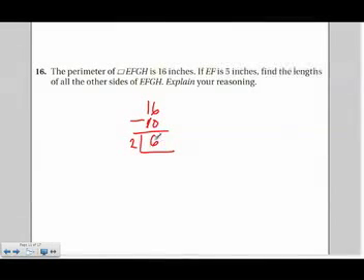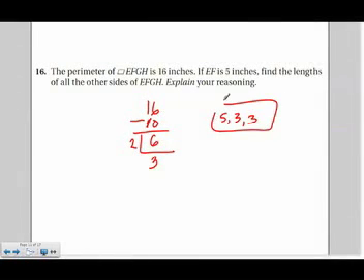There's two sides that have to add up to be 6, and they have to be congruent. That means that each is equal to 3. It says find the lengths of the other sides. Well, it's 5, 3, and 3.